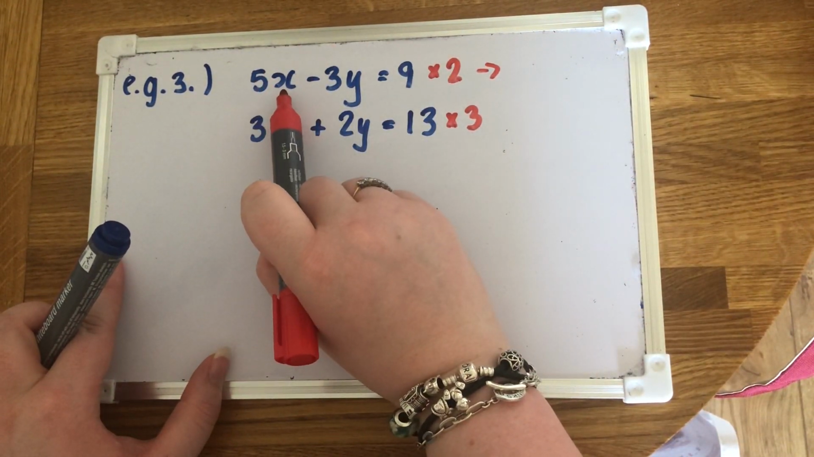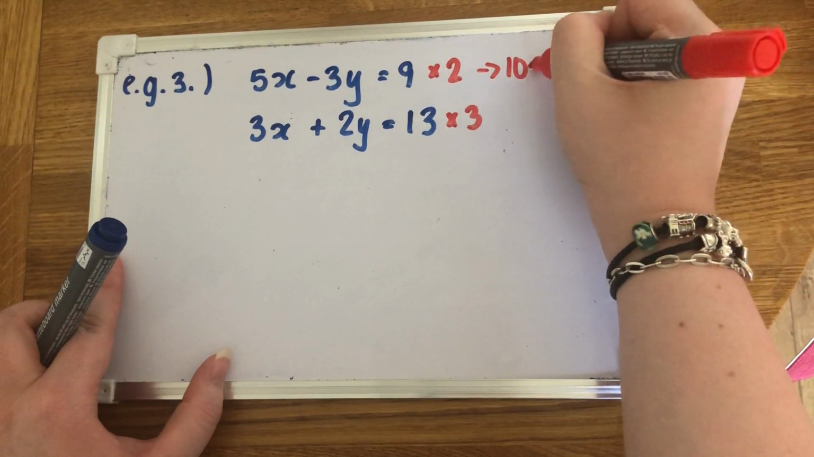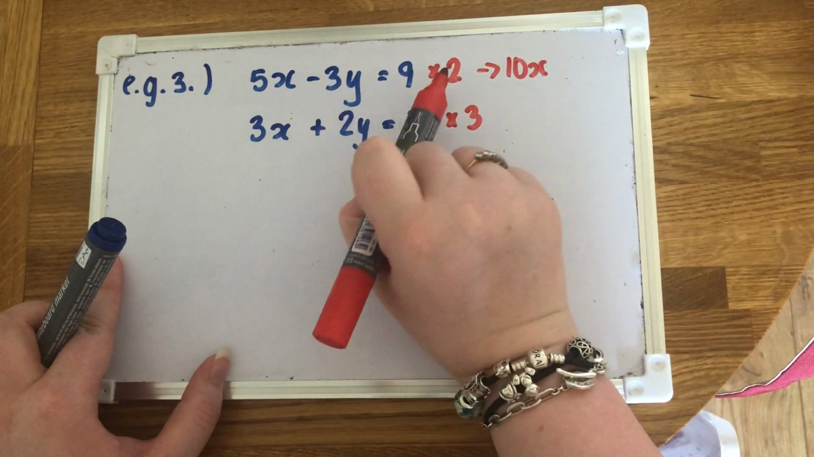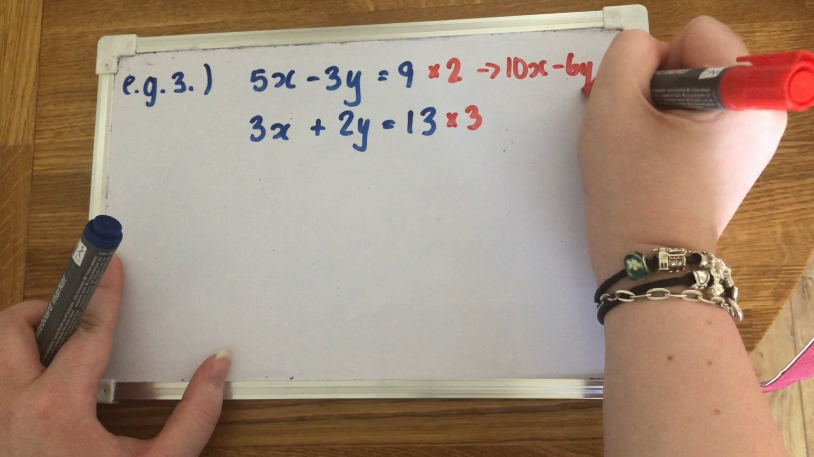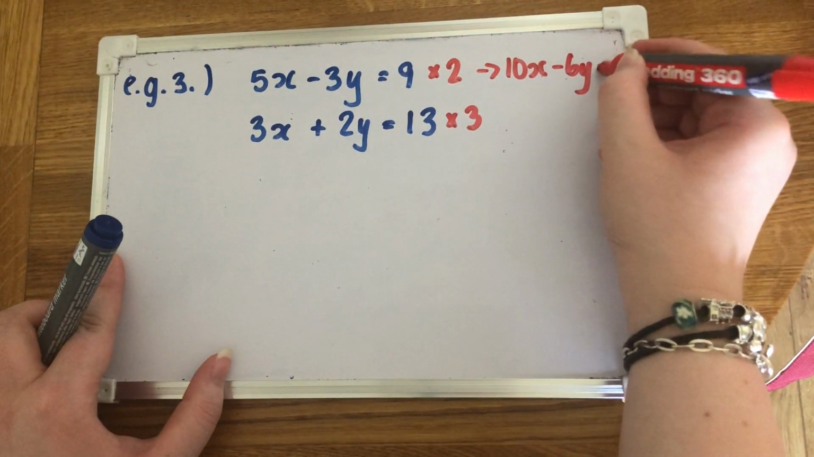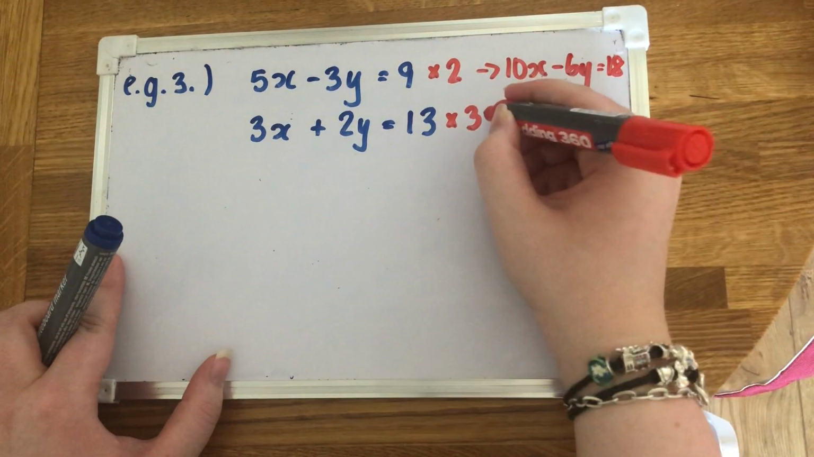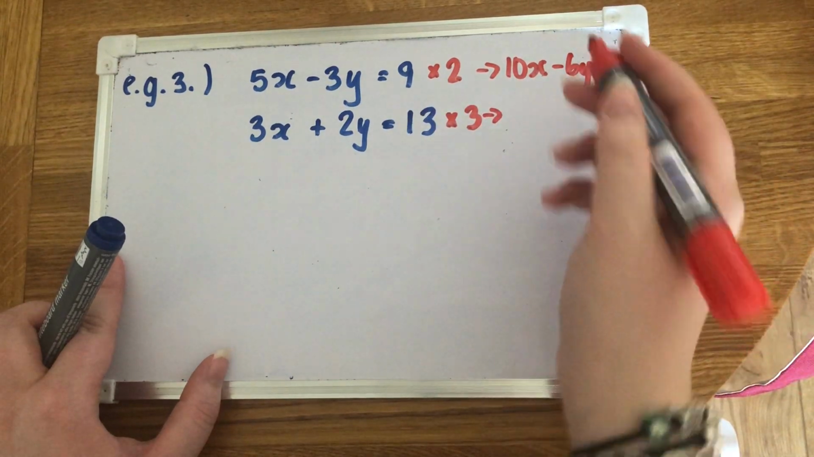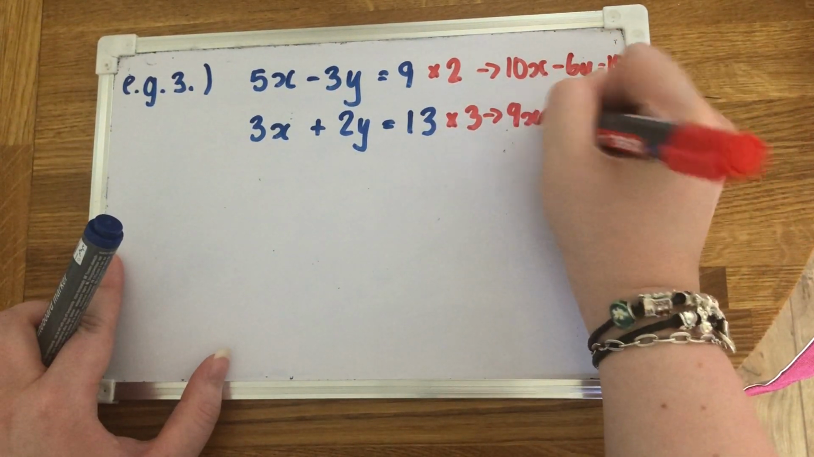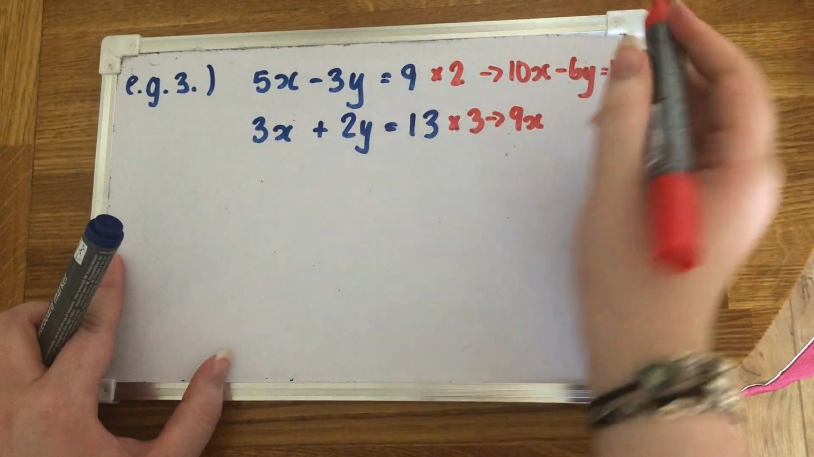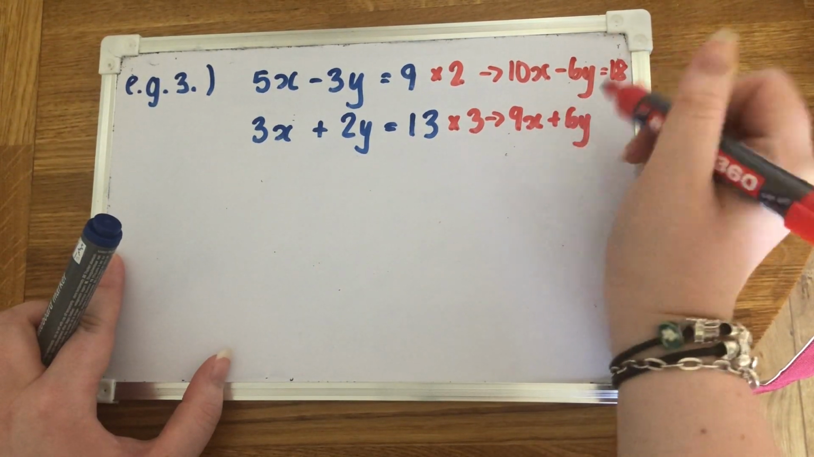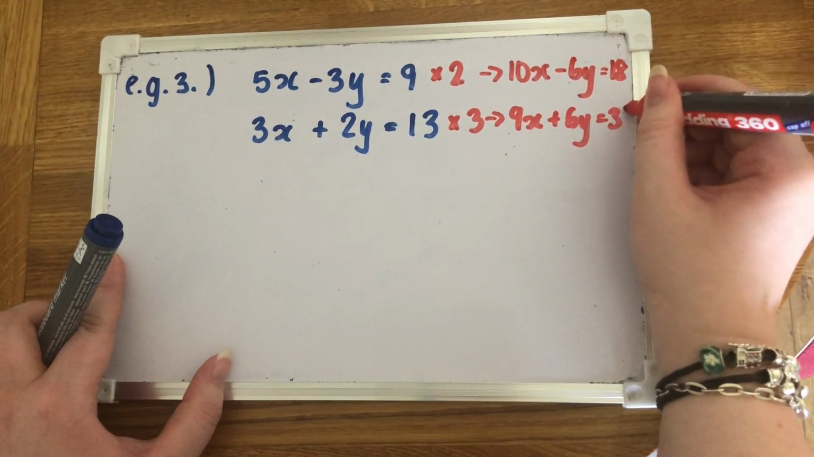So 5x times by 2 is 10x. Minus 3y times by 2 is minus 6y. And 9 times 2 is 18. Okay, and the same for this one. 3x times 3 is 9x. 2y times 3 is plus 6y. And 13 times 3 is 39.